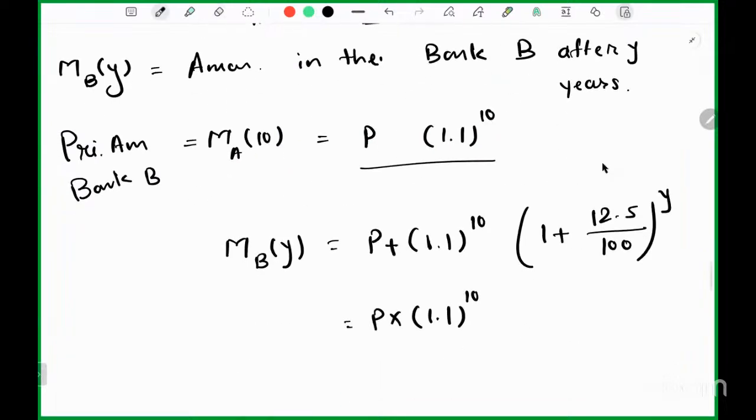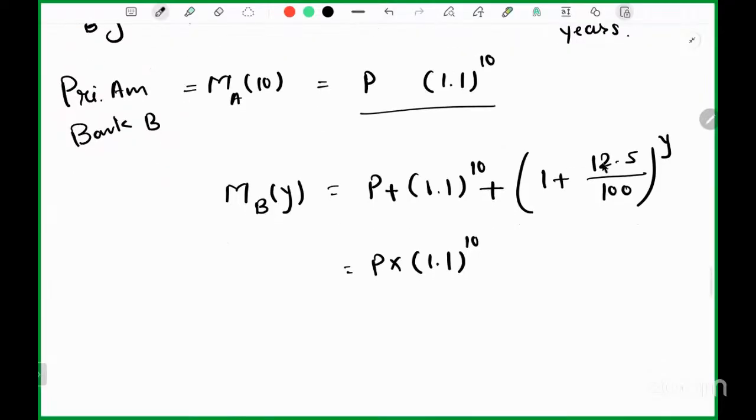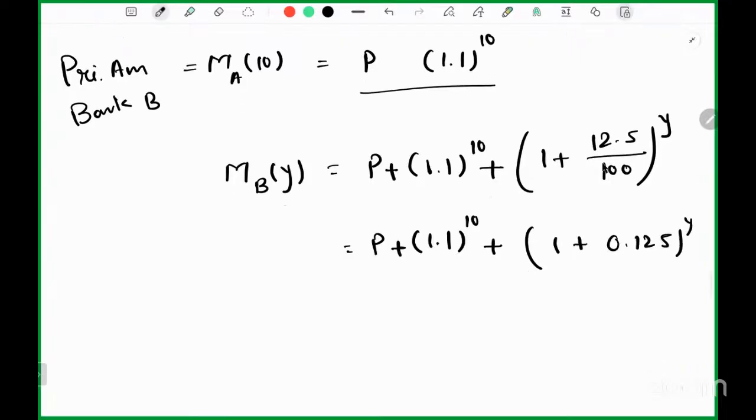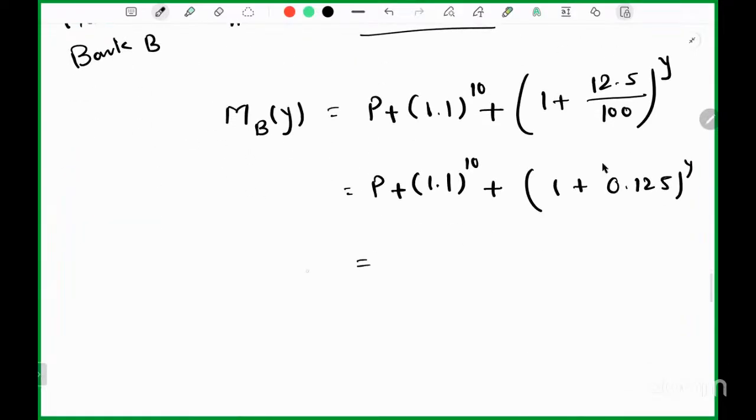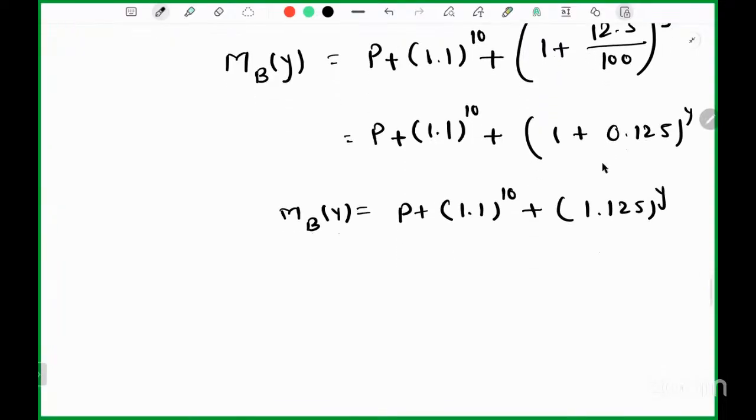So that is P plus, and this also plus. And this is 1.1 plus 0.125 to the power Y. So you can write it down that your MB of Y will be P plus 1.1 to the power 10 plus 1.125 to the power Y. So this is the function MB of Y. Okay. So now let's look at the options.